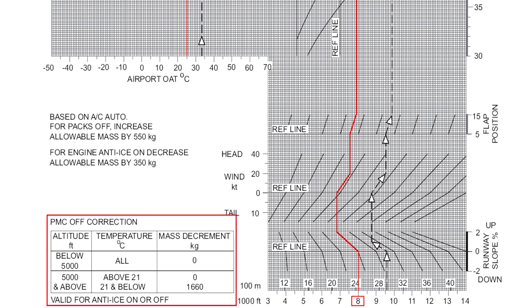Lastly, there is a correction for the power management control. The graph assumes that the power management control is on. Therefore, this is the correction box for when the power management control system is off.